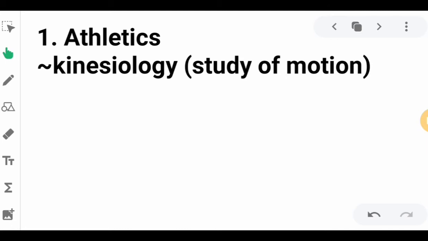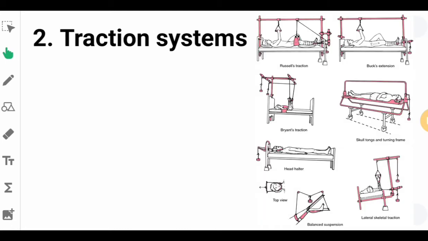The next field where physics is involved is traction systems. Some traction systems have wires, pulleys, and weights. The study of this focuses on forces, and it helps to explain traction systems. It will show the importance of not only the strength of the force but also the direction of the force and the point where it is applied.